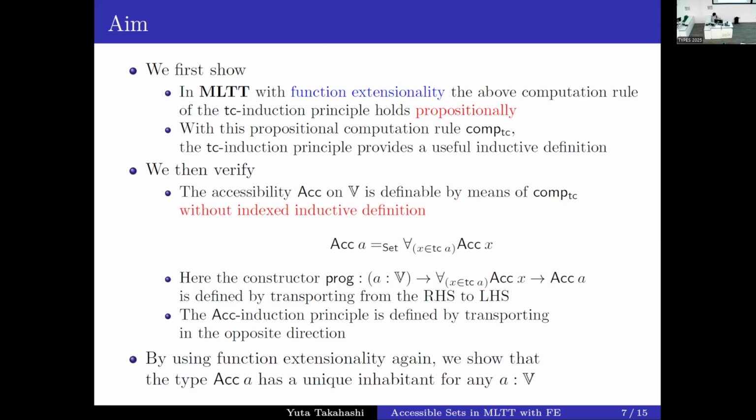Finally, by using functional extensionality again, we show that the type arc A has a unique inhabitant for any set A. And we have formalized these results in Agda. So if you are interested in this formalization, please read my abstract.